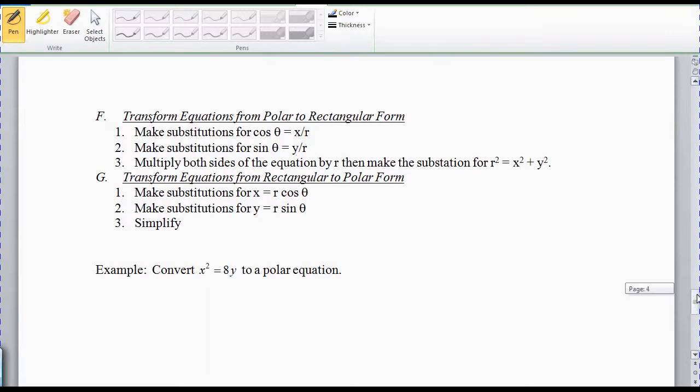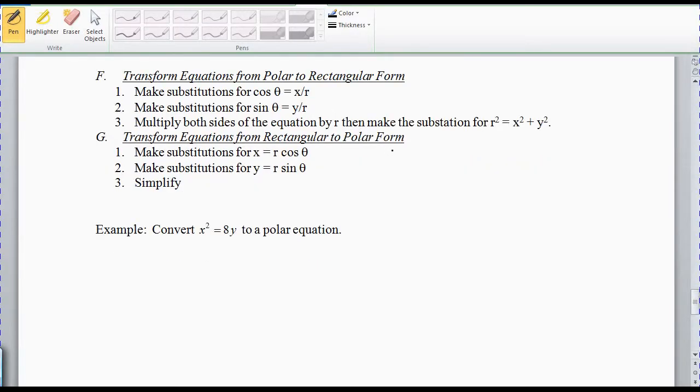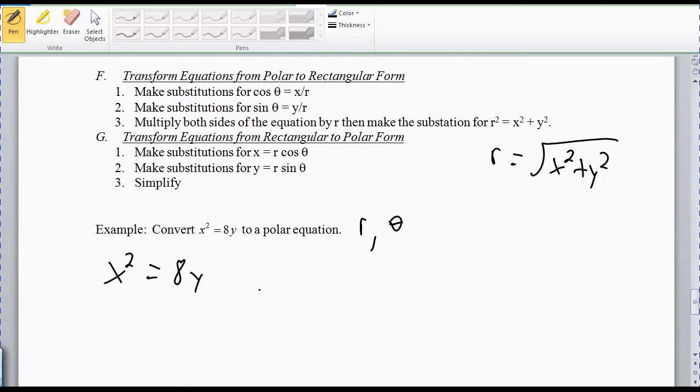Now we're going to do some substitutions. We're primarily going to be using the same things we've been using. And we want to go to polar form, to convert to a polar equation, which just means it's going to have nothing but r's and thetas in it. So let's start with what we're given, and we're going to do substitutions.